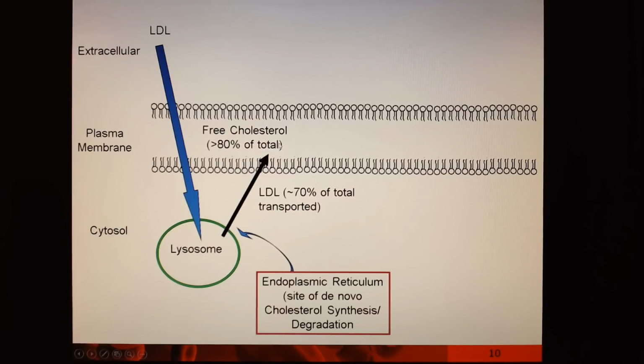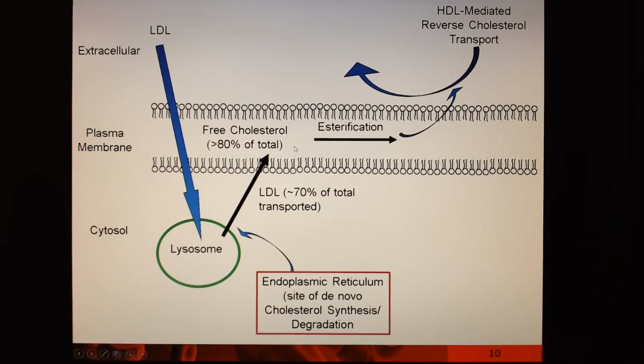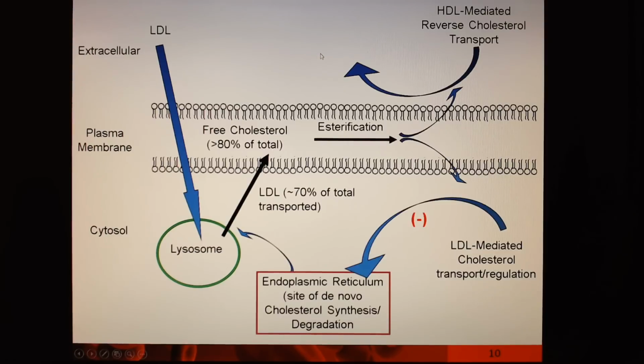Now, when in the plasma membrane, the level of cholesterol is regulated, and it's regulated through the esterification process. So this cholesterol can get esterified, and then from the esterified form, it can get picked up by HDL. And this is why the HDL to LDL ratio is an indication of reverse cholesterol transport capacity. The higher your HDL to LDL ratio, the more efficiently you can transport cholesterol away from the cells of your body. But just like the extracellular environment transports the cholesterol, you also have cholesterol transport in the intracellular component of your cells as well.